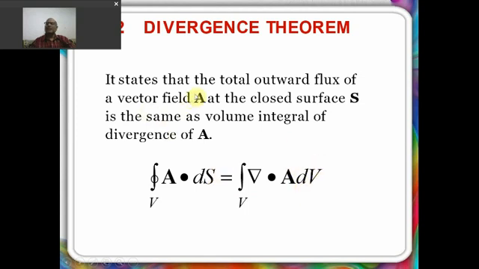So it states that the total outward flux of a vector field A at closed surface S is the same as the volume integral of the divergence of A. So this must be S. A dot dS over the closed surface S equals the volume integral of del dot A dV. So we can understand that the volume integral of the divergence of any vector field is equal to the total outward flux of that vector field.